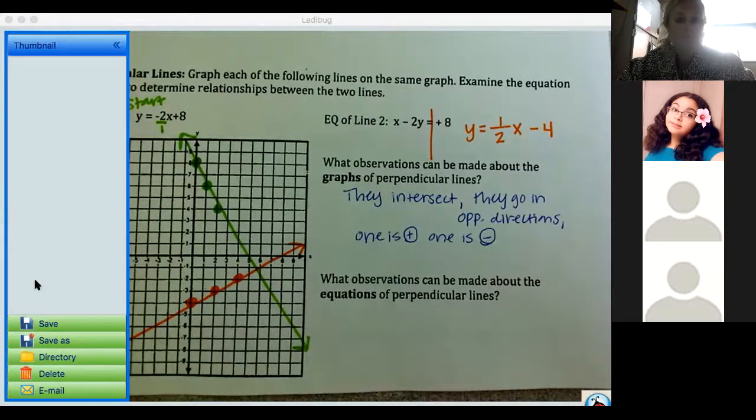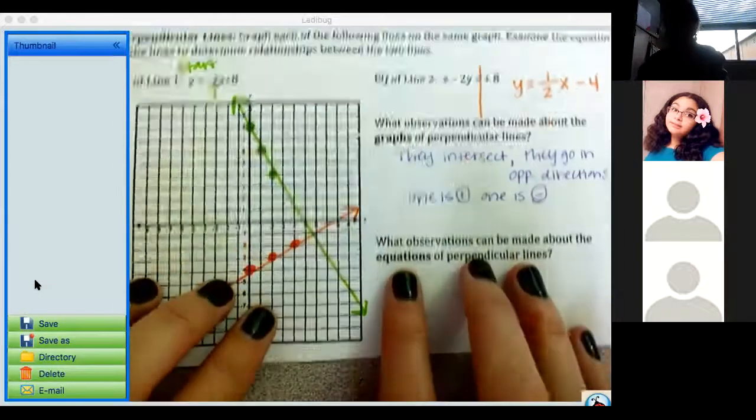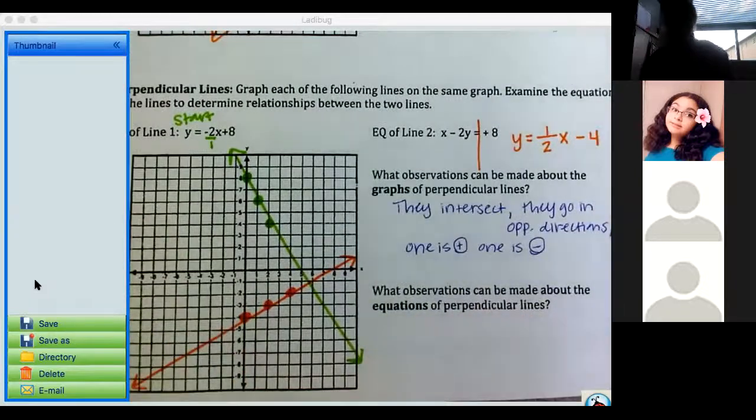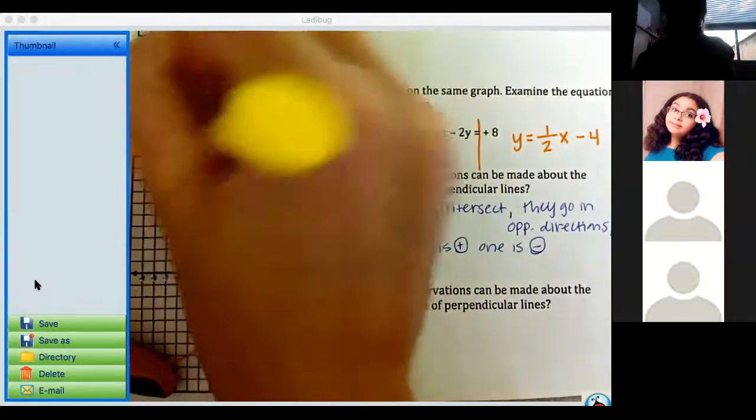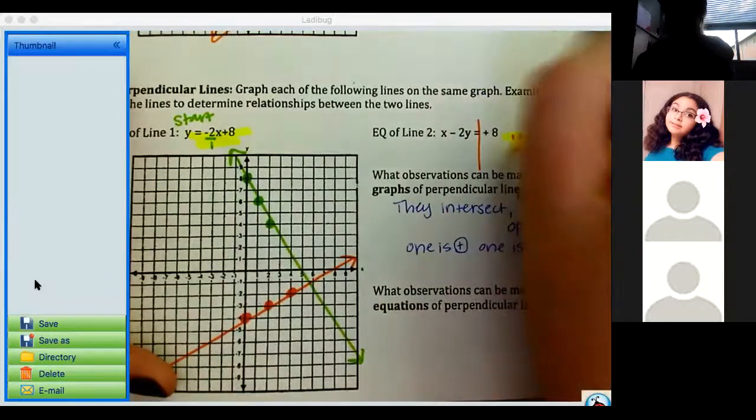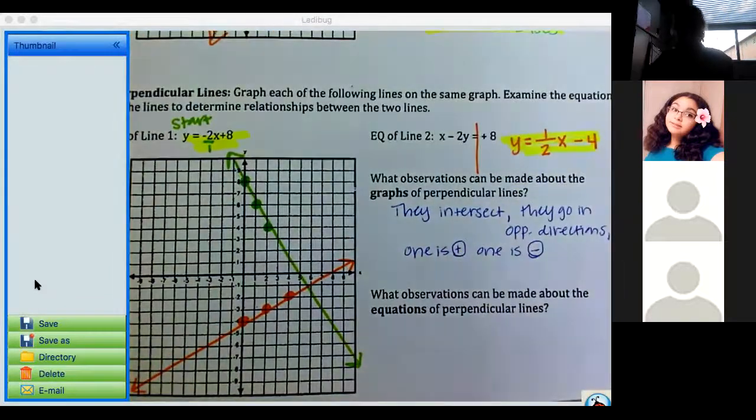Are we okay with that? All right, so let's look at our equations now. I don't care about the graphs. I want to look at these two equations. What do you guys notice? What do we see?